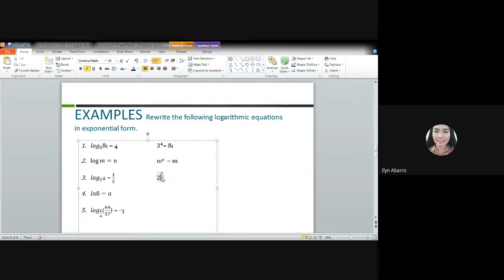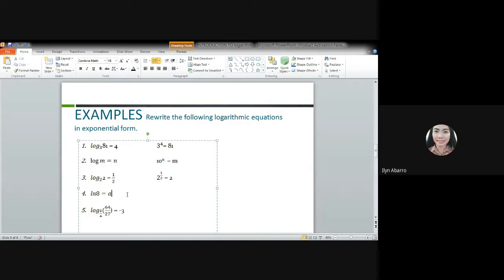My God, I can't write it here. Ayan, 1/2. So, 2 raised to 1/2, sorry, take time, is equal to 2. Ito yung ilalagay natin. The logarithm base 1/2 of 2 is equal to 2. Okay, so that is the exponential form. 2 raised to 1/2 is equal to 2.